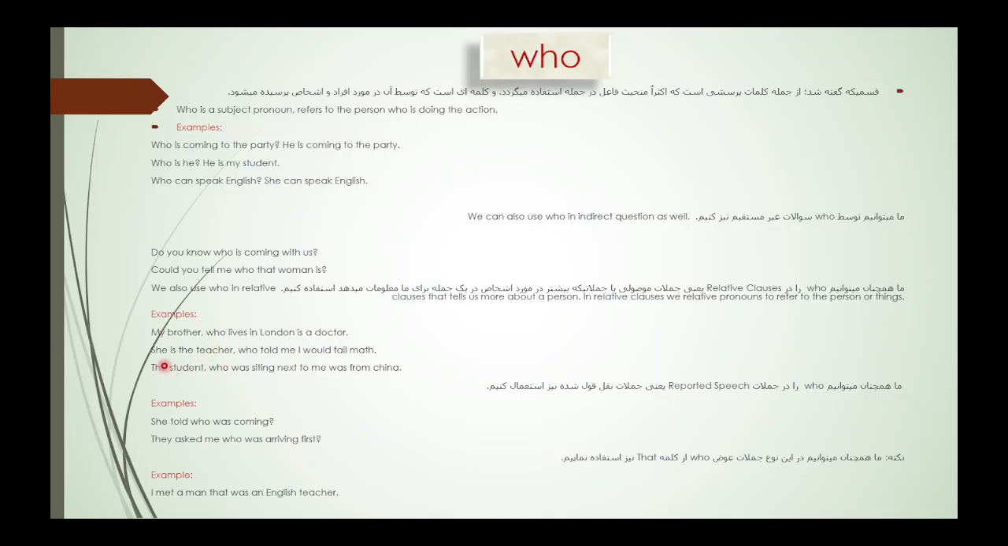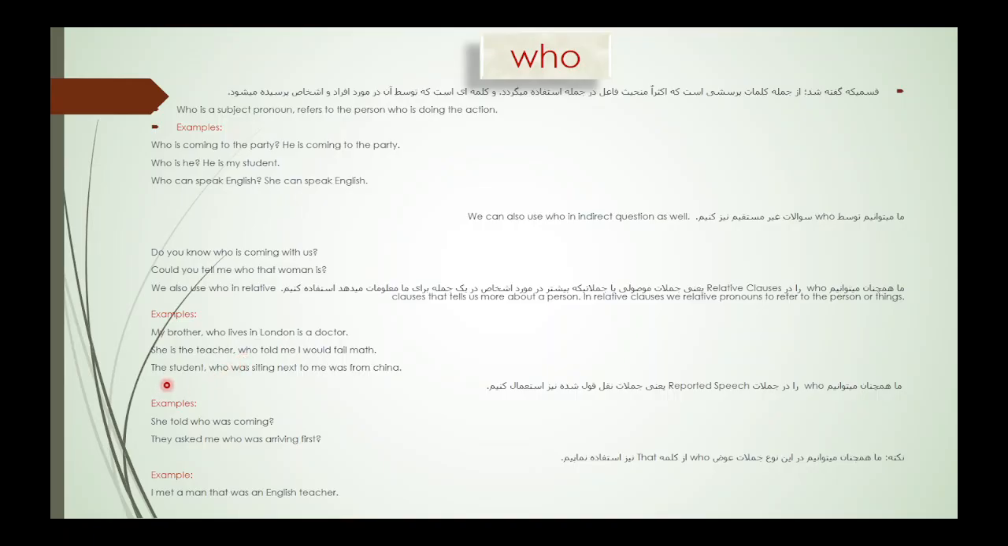So the next one: she is the teacher who told me I would fail math. See, who gives information about she, about the teacher. So this clause provides information about this noun. So here who acts as a relative pronoun in the sentence.